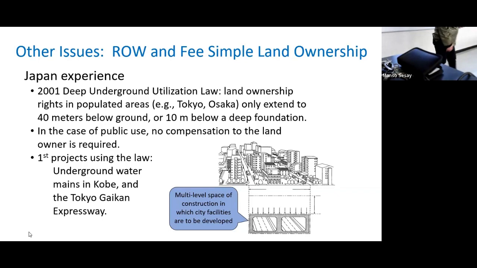After the Kobe earthquake in 1995, they passed the 2001 Deep Underground Utilization Law. And they have the same fee simple that we have in the United States for ownership. But by doing this, they said, you get the top 40 meters to do your foundations or to do a parking garage or whatever else you want. Below that, it's public. They changed the law. And when they did that, they started being able to put things in a system of systems sense of rebuilding the infrastructure after that terrible earthquake that hit.